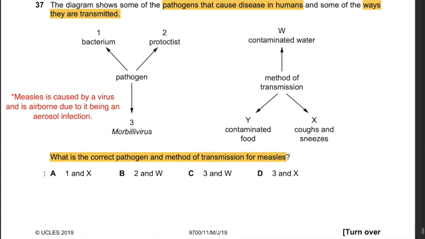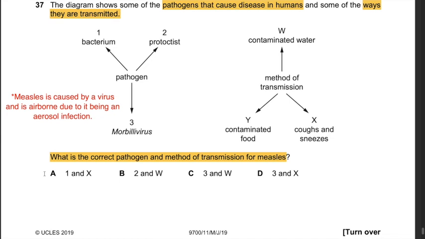Question 37. The diagram shows some of the pathogens that cause disease in humans and some of the ways they are transmitted. What is the correct pathogen and method of transmission for measles? Measles is caused by a virus. Therefore, if you go to the pathogens, it cannot be bacterium and it is definitely not a protoctist. That leaves us with the answer being 3, morbillivirus.